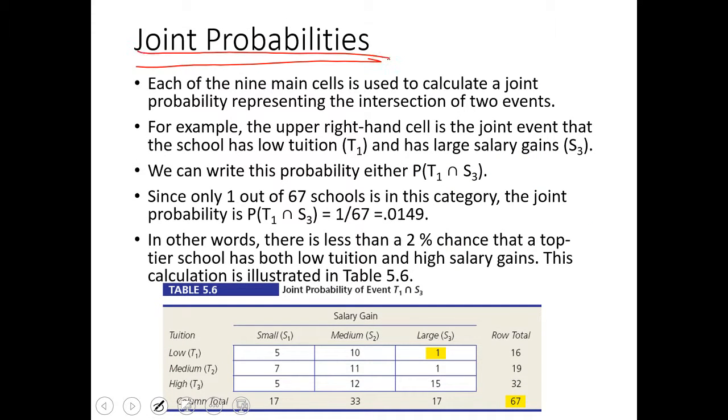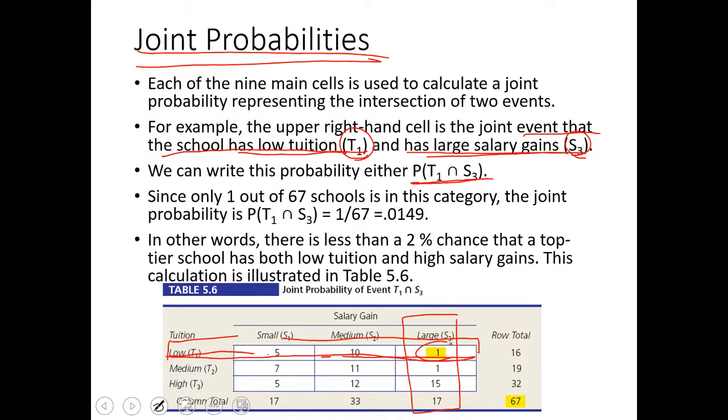Joint probability is, for example, if somebody wants to know the probability of the event that the school has low tuition and has large salary gains. So we would like to know the intersection between T1 and S3. So we would like to know the probability of T1 intersection S3.